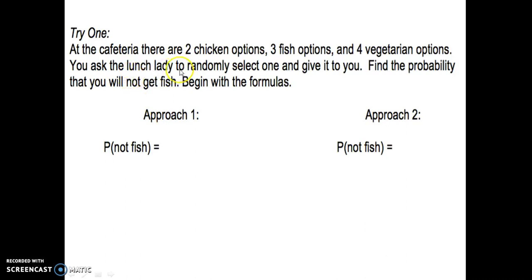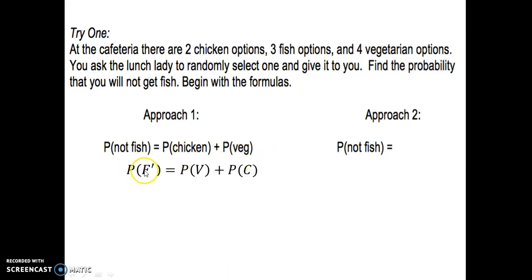All right. So it's about chicken, fish, and vegetarian options at a cafeteria. And you are a risk taker, so you ask your lunch lady, or in our case, a lunch gentleman, we have Sundays, to randomly select one item and give it to you. What's the probability you will not get fish? All right. So there's the first approach. To not get fish means you'll get the other 2 things, which is either chicken or veg. So you add the probability of those and you'll get the total.